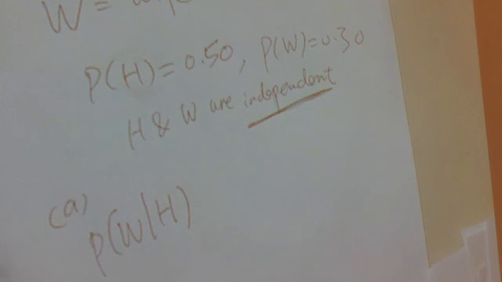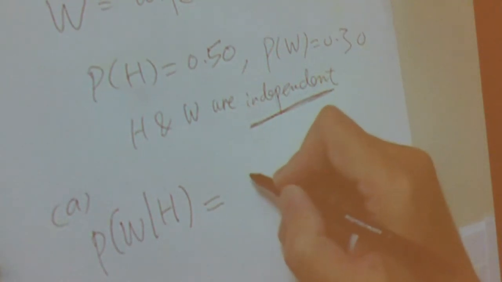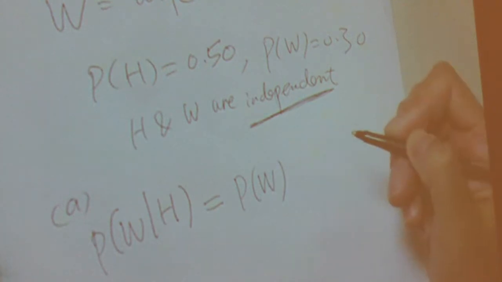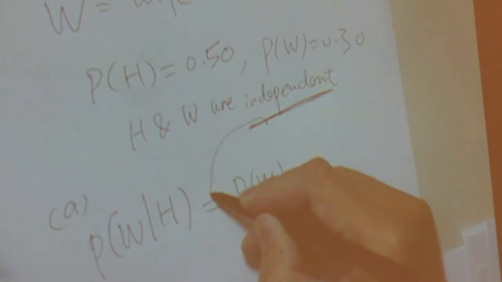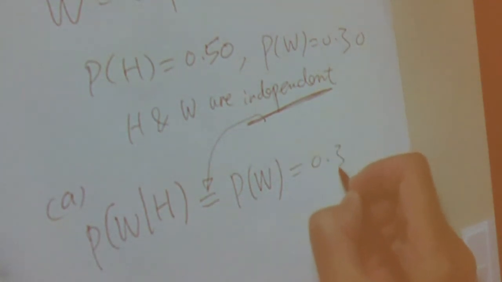Do you agree? You bet. That's why I said it's easy. This will be 30%. You're right. Why? Because you know that this is equal to this. Let me tell you, in general they are not equal. In a real situation, they are not equal; husband and wife, their decisions may not be independent. But here we are given the condition, so we can write equal here. Then the answer is 30%.